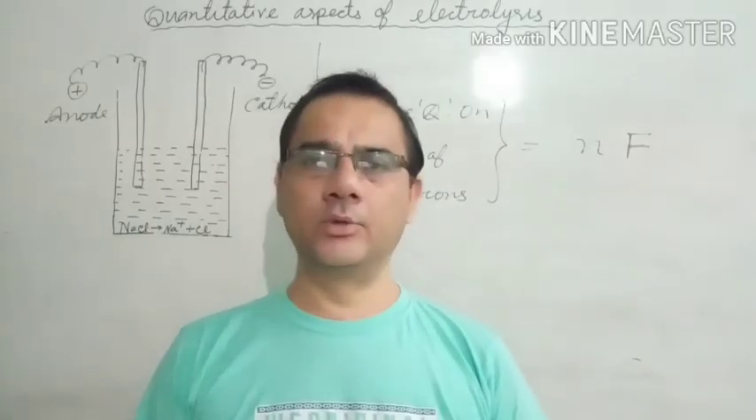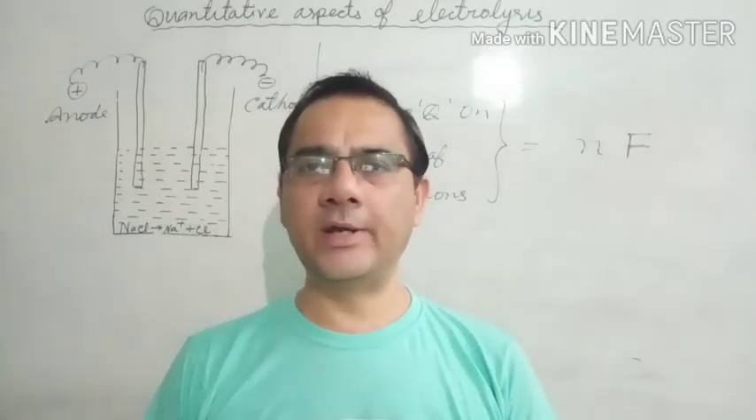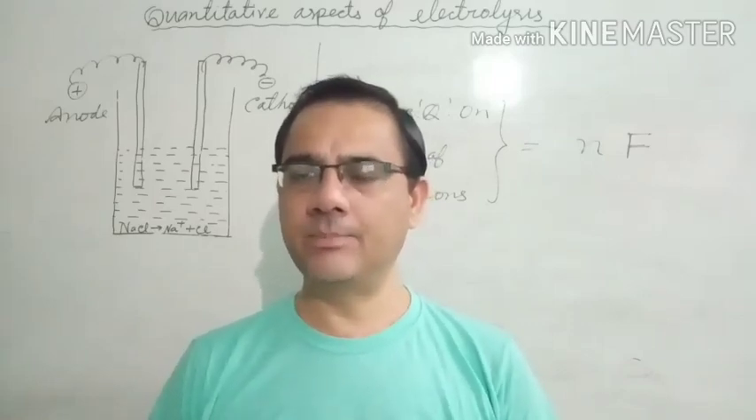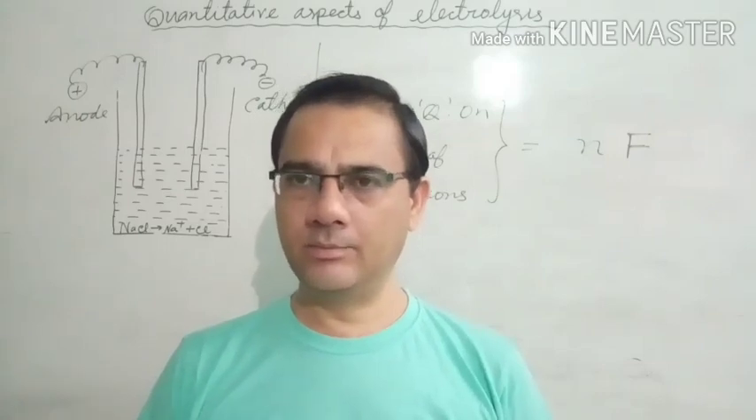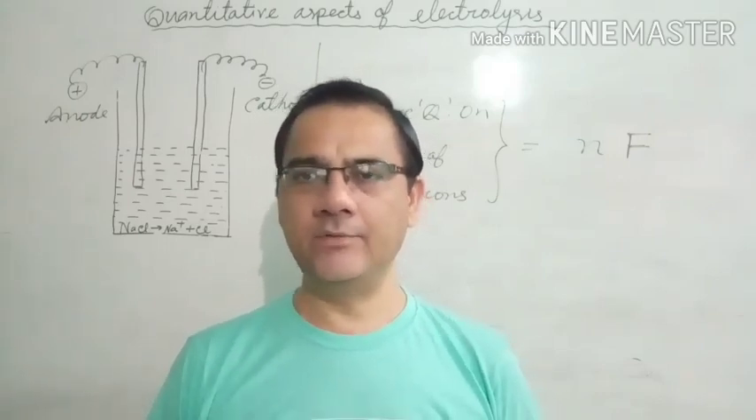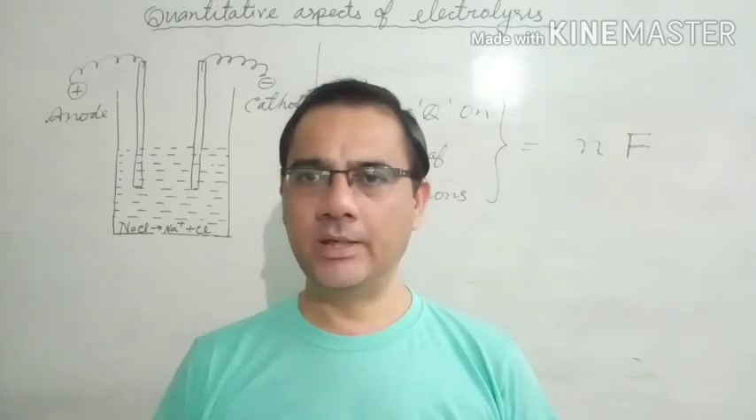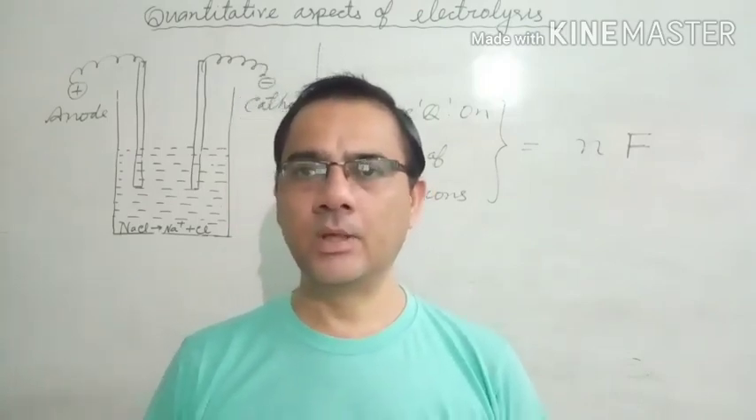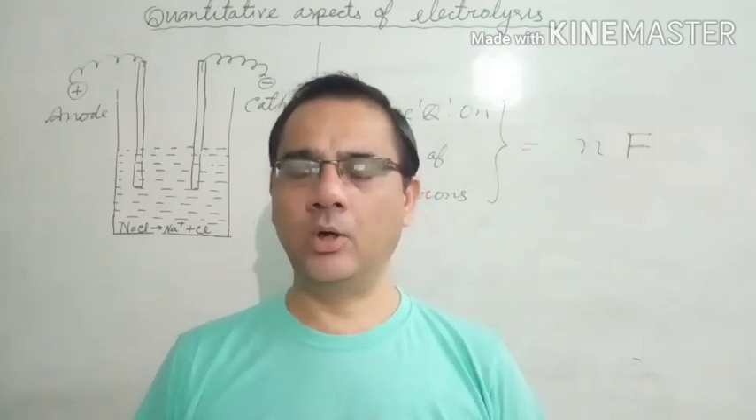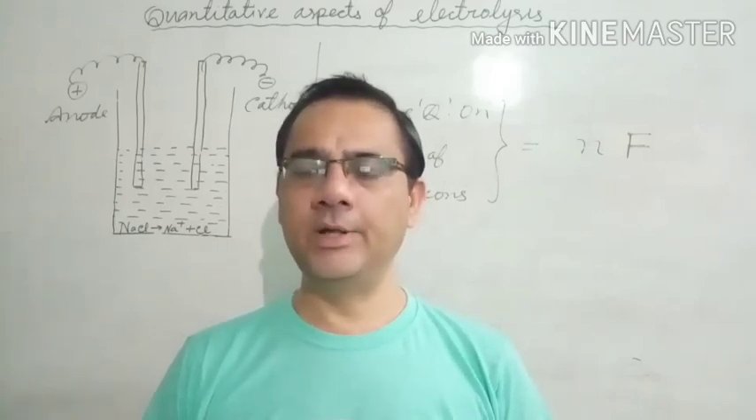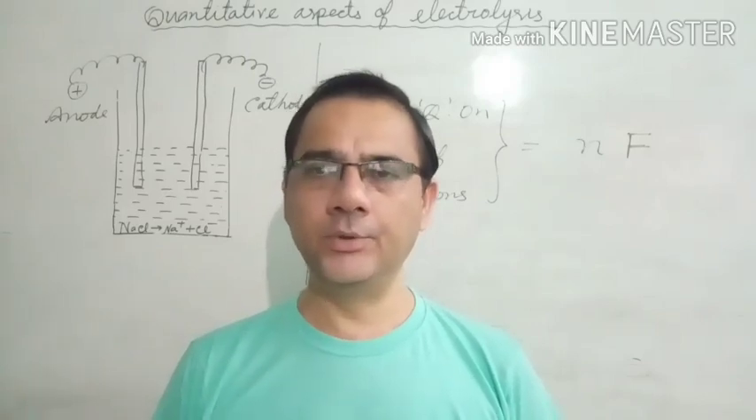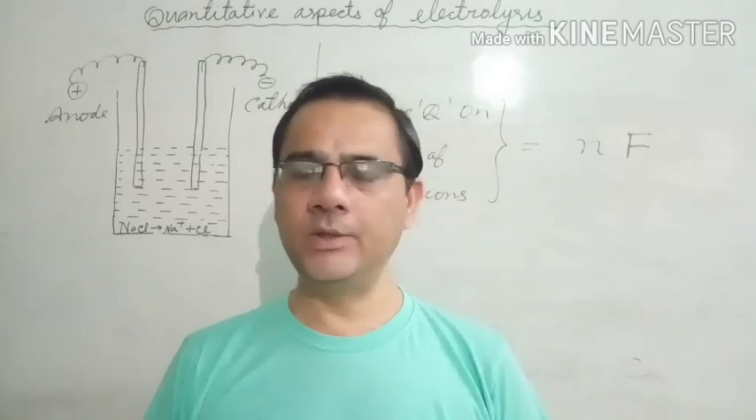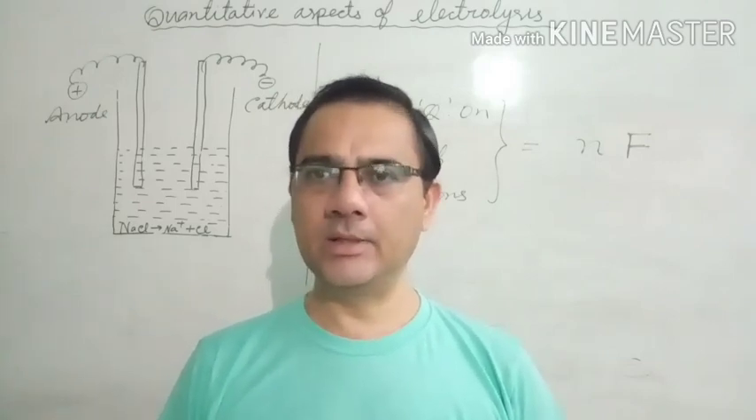I hope you have understood the refining of copper, and since I have told you this is the best example of an electrolytic cell, because we are passing the electric current in this and we are carrying out chemical changes. Here negative is called cathode and the positive is called anode. So I hope all the things which I have explained to you in this session are clear to you. In the next session, I will explain a very important topic, and that is the electrochemical cell.